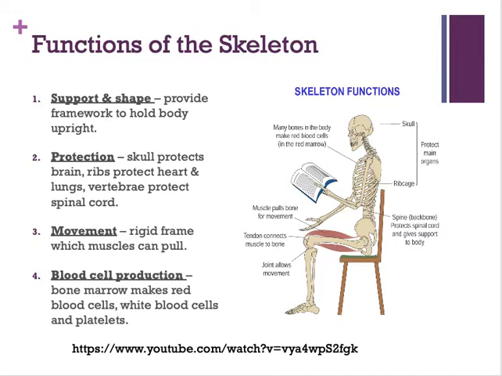And then blood cell production, which is one you might not necessarily think of, but we did mention this when we were doing our circulation system. Our bone marrow makes our blood cells, the red blood cells, the white blood cells, and the platelets, which are tiny fragments of the other blood cells. There's a little YouTube video you can watch on that explaining the functions of the skeleton.